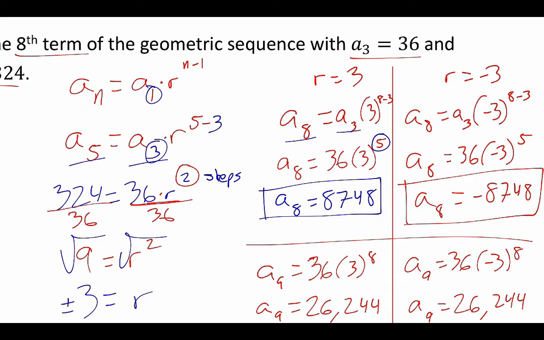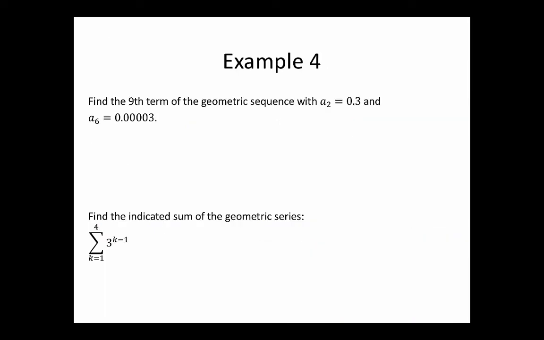So don't automatically assume, since you have two different r values, one positive and one negative, that they're always going to be opposite answers. There is a chance you'll get the same sign. For example, on our ninth term, we have the same sign. The 8th term, different signs. 9th term, same signs.